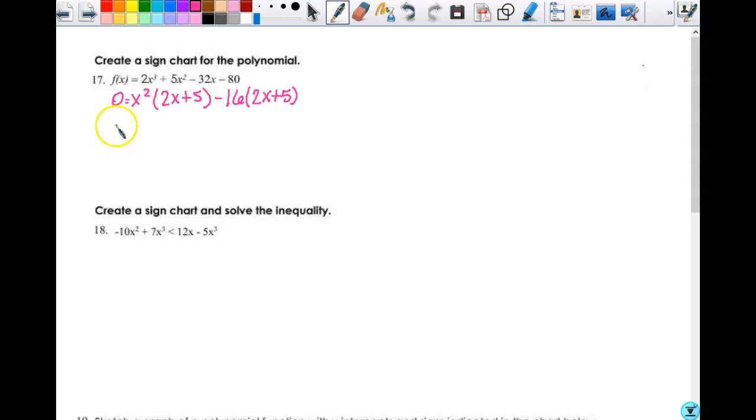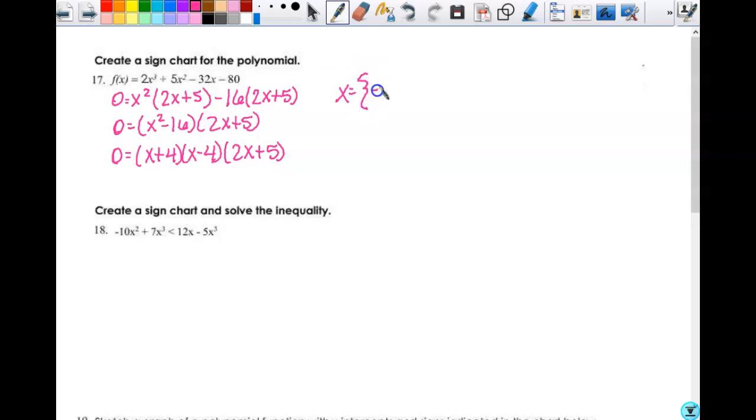So then 0 is equal to x squared minus 16 times 2x plus 5. 0 equals x plus 4 times x minus 4 times 2x plus 5. So my zeros are negative 4, negative 5 halves, and 4. So for my sine chart, I'm going to put those on there. Negative 4, negative 5 halves, and 4. Then I'm going to plot my points. And I'm going to pick some test points and use them in here.